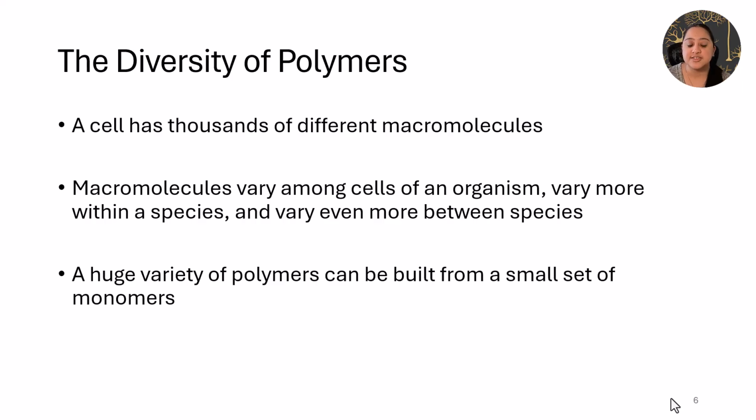But these 4 small classes of the big macromolecules can make very diverse things. So a huge variety of polymers can be built from this small set of monomers.